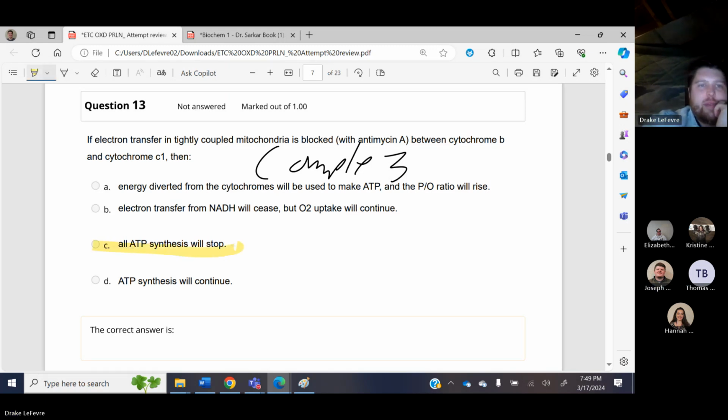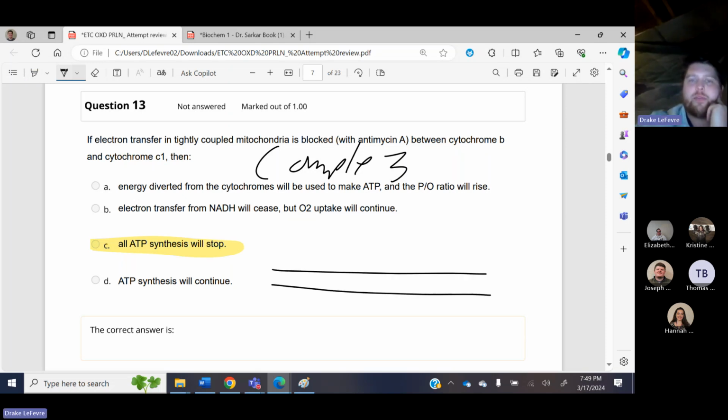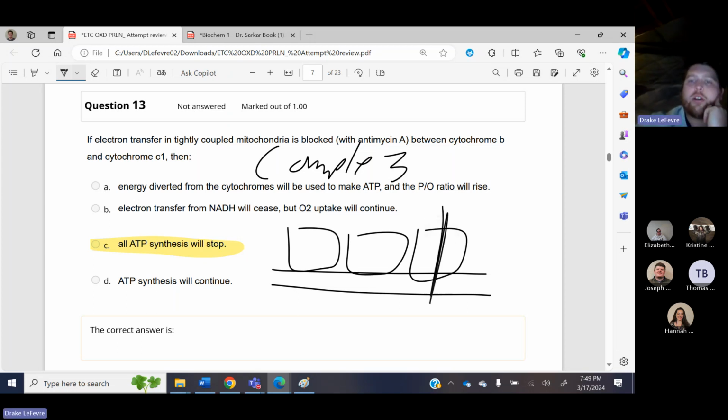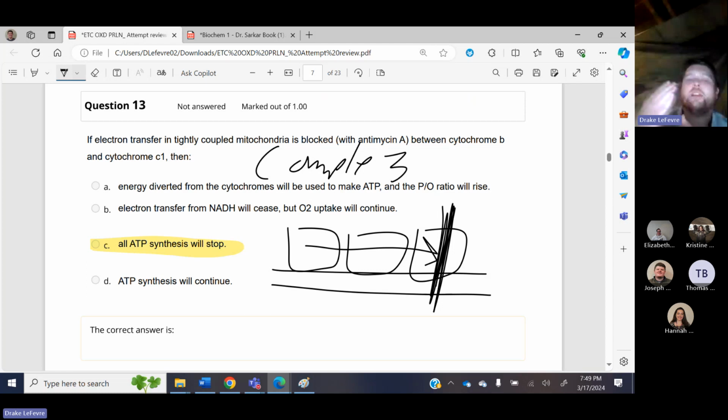Yep, C. And that's because if you think about it like a literal train, we have the tracks and the cars are going along the tracks. If one car stops, nothing else can continue going. We get a backup. The electrons get stuck. If the electrons are stuck, they're not going to continue to get dropped off, given to oxygen to be turned into H2O. And so the whole process is not going to continue to happen. So the ATP synthesis is going to stop.